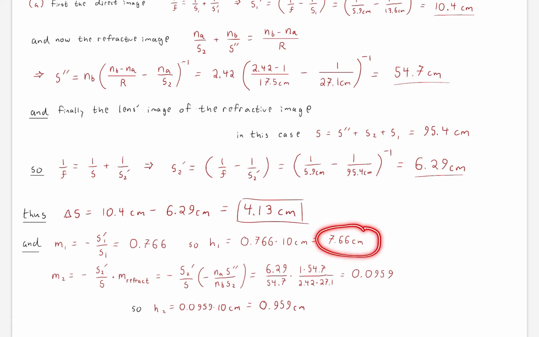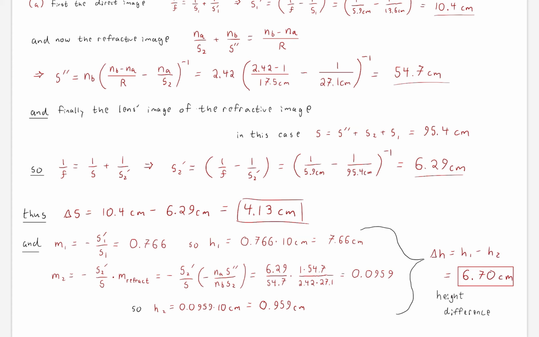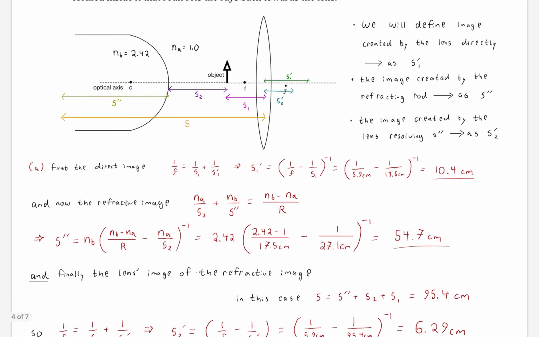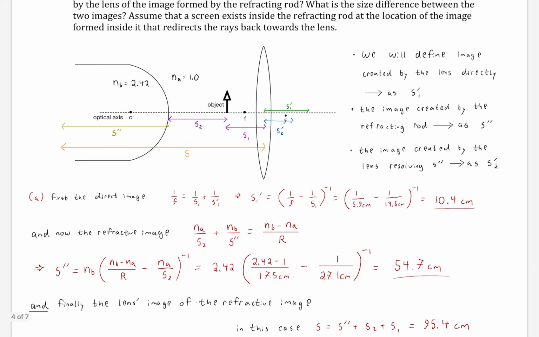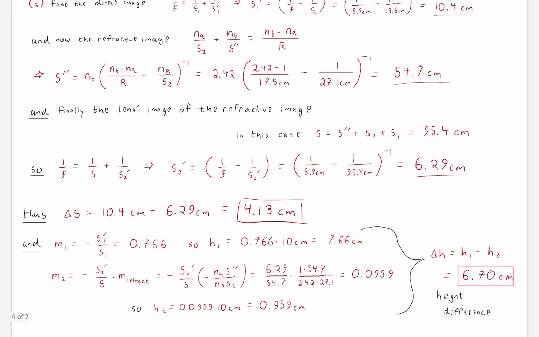So we have one that's pretty tall, one that's quite shrunk. That gives us a height difference of 6.7 centimeters, because again, one is very short, the other is quite tall, of the two images that are formed. And as far as the image types, they're both going to be real images. So we have two real images being formed, and one is going to be a real upright image because it got flipped twice. That's the really short one, the one that ends up being only 1 centimeter tall.